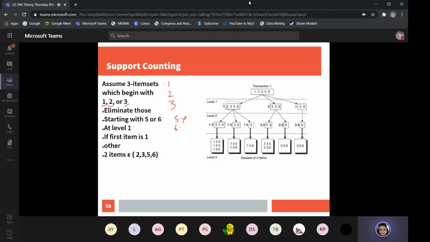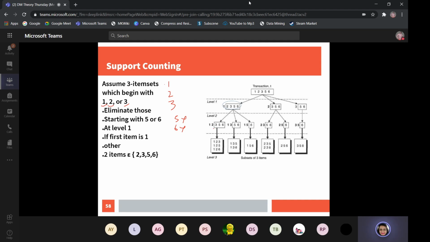Now to compute the support count, you will build a tree for the transaction 1 2 3 5 6. If it starts with a 1, the other three elements can belong to 2, 3, 5 and 6. After starting with 1, if it starts with a 2, the other candidates could be 3, 5, 6, because we have already covered 2. If it starts with 3, the other candidates can be only from 5 and 6, and at the level of 5 it can be only 6.